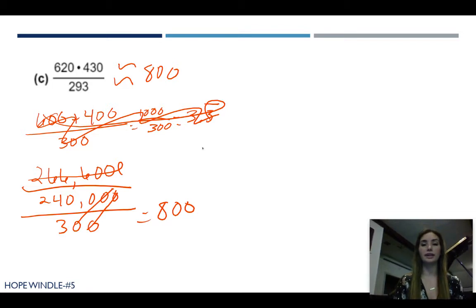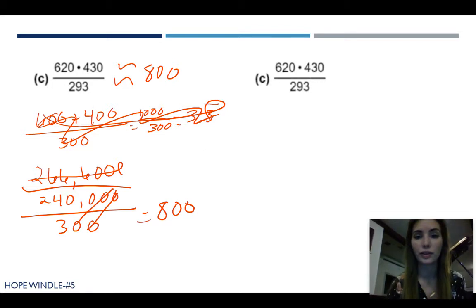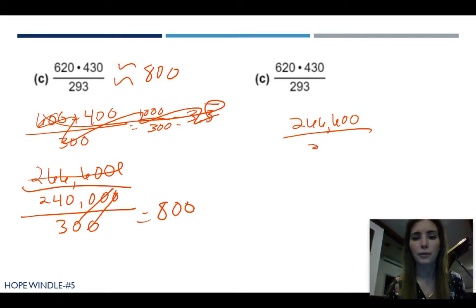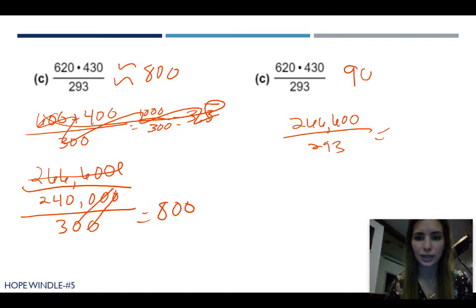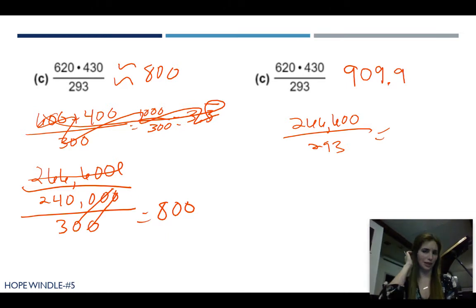Now let's go ahead and total it up exactly. We already know that this is going to be 266,600. And we're going to divide that by 293. So let's go ahead and use our calculator. And it's actually going to equal exactly 909.9. Or if you wanted to use 3 decimals, it would be 8.898. All right.